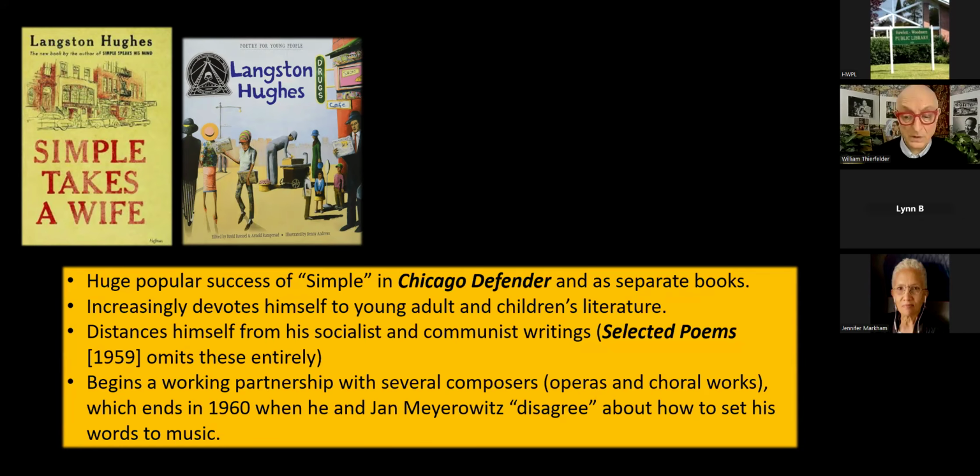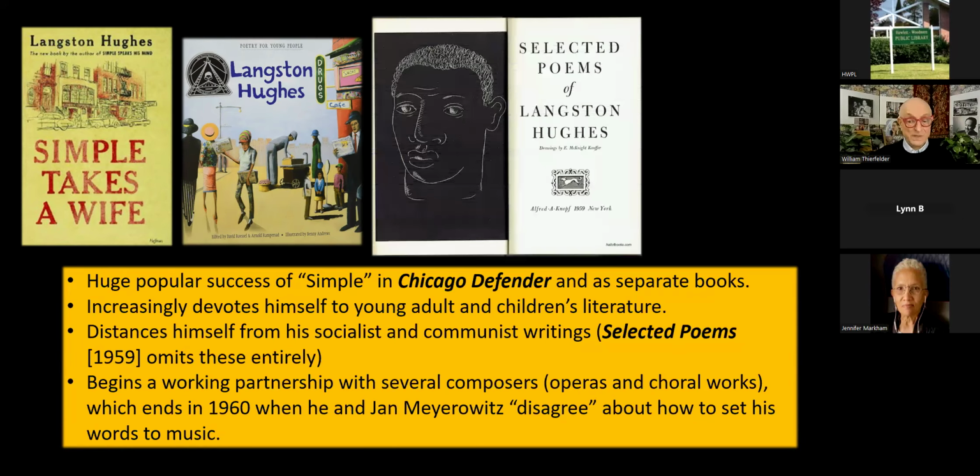Now, as we've already noted, as a result of the McCarthy hearings, Hughes distanced himself from his socialist and communist writings. And as I said, when his selected poems were published in 1959, he omitted them completely.